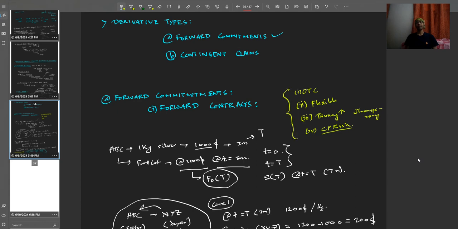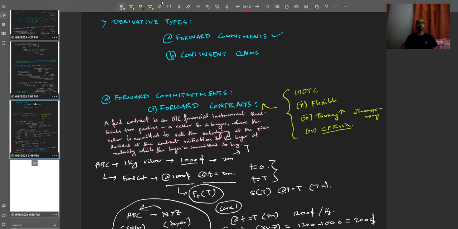So these are the four main features of a forward contract. Now, based on these features, we can define a forward contract also. So, a forward contract is an over-the-counter financial instrument that binds two parties, a seller and a buyer, where the seller is committed to sell the underlying at the price decided at the contract initiation to the buyer at maturity, while the buyer also is committed to buy it at the pre-decided conditions at maturity.